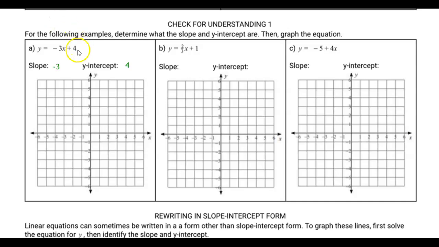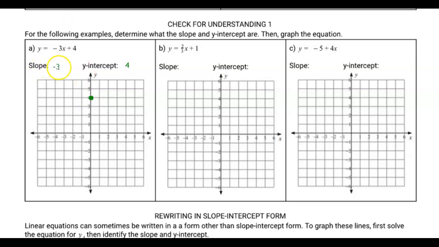So first of all, let's identify the slope and the y-intercept. The slope is -3, not -3x, just -3. Slope is a value, a numerical value. It doesn't involve variables. And the y-intercept is 4. So my first thing that I'm going to do is identify where on the graph that 4 is, which is here on the y-axis. So I'm going to put a point there.